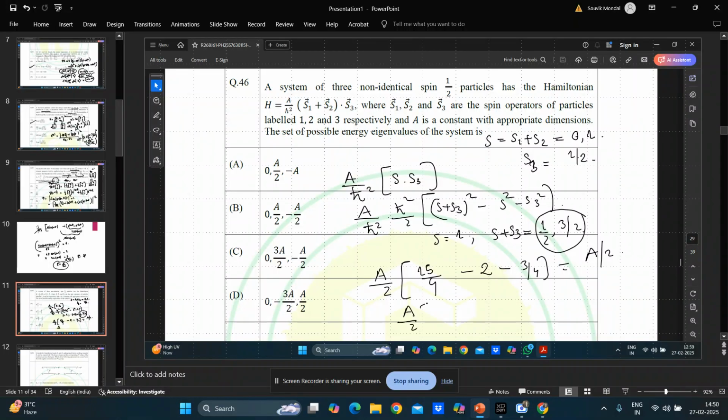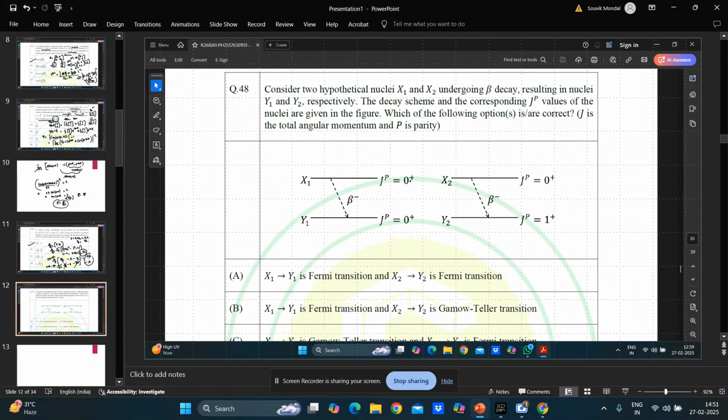Now we calculated with s plus s3 equal to 3 by 2. Now let's calculate with s plus s3 equal to half. It is A by 2 into 3 by 4 minus 2 minus 3 by 4. The 3 by 4 will cancel, and it will give you minus A. So from these two calculations you can already figure out what the right option is.